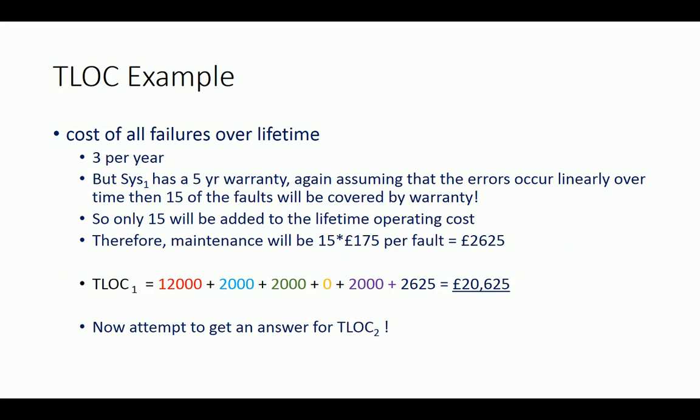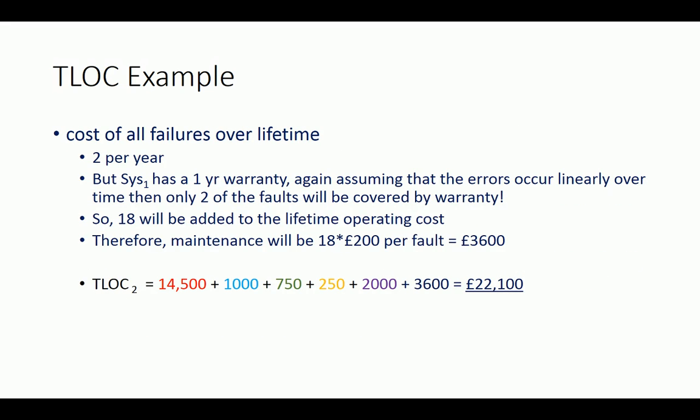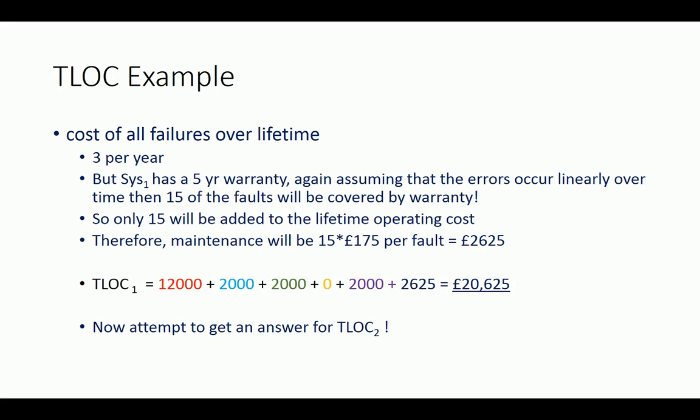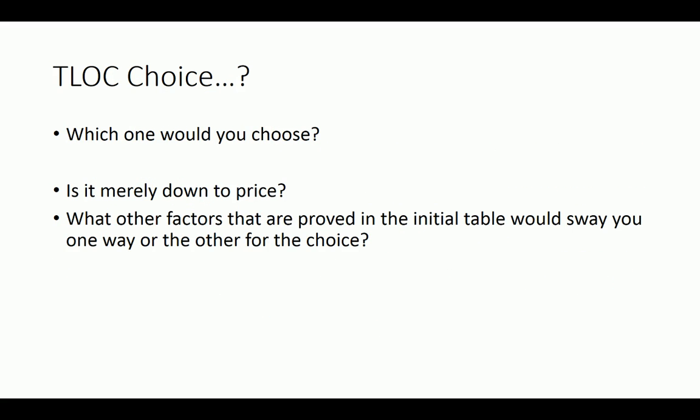So we have T-Lock 1 at £20,625 and T-Lock 2 at £22,100. So there's not even 2 grand the difference there. And then you basically now need to justify which one you choose. Is it merely just down to the final price, the total lifetime operating cost? So the formula is there for a reason.